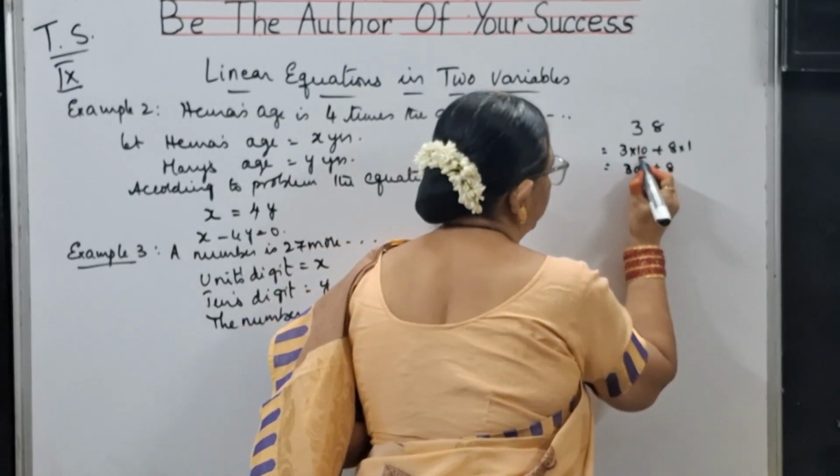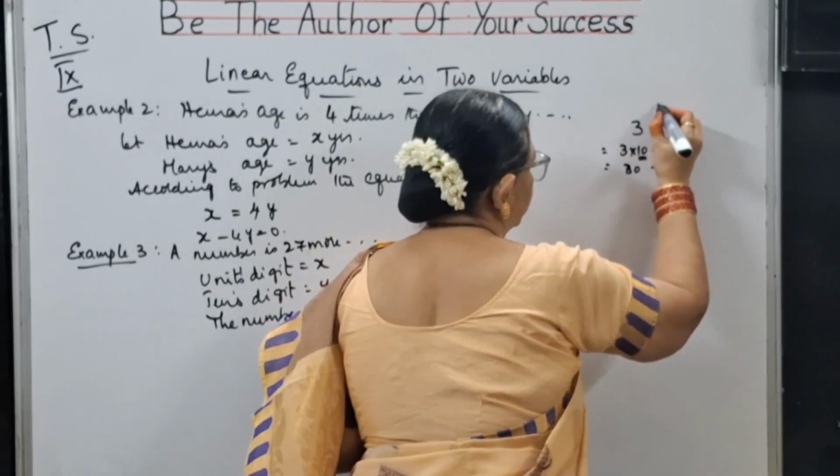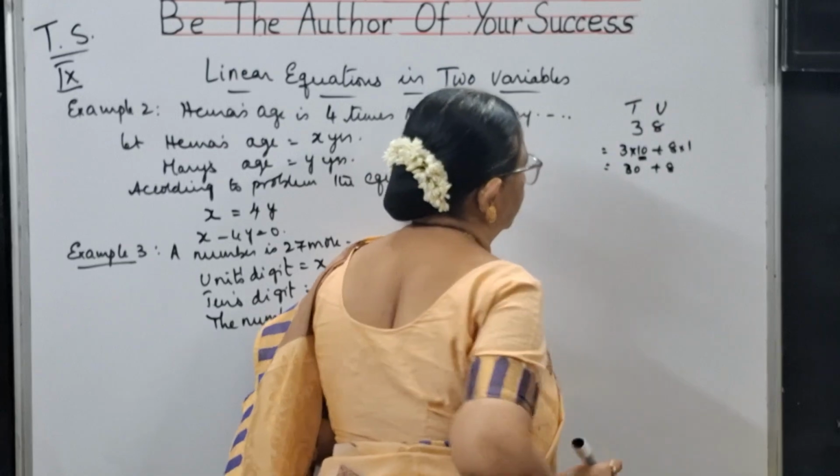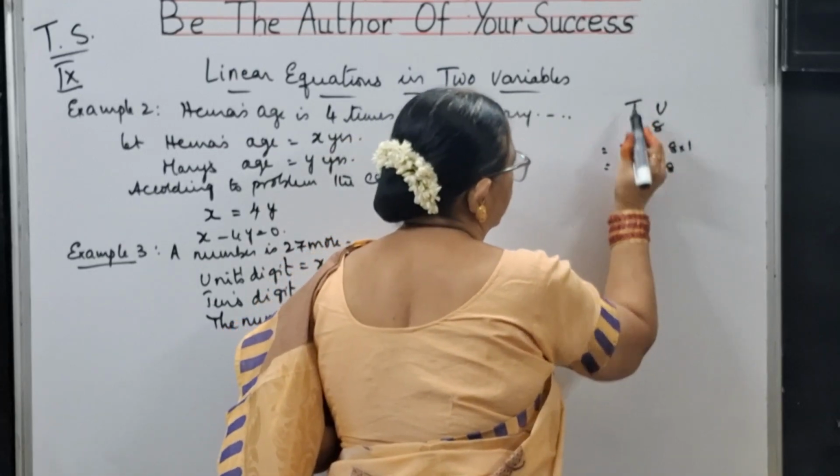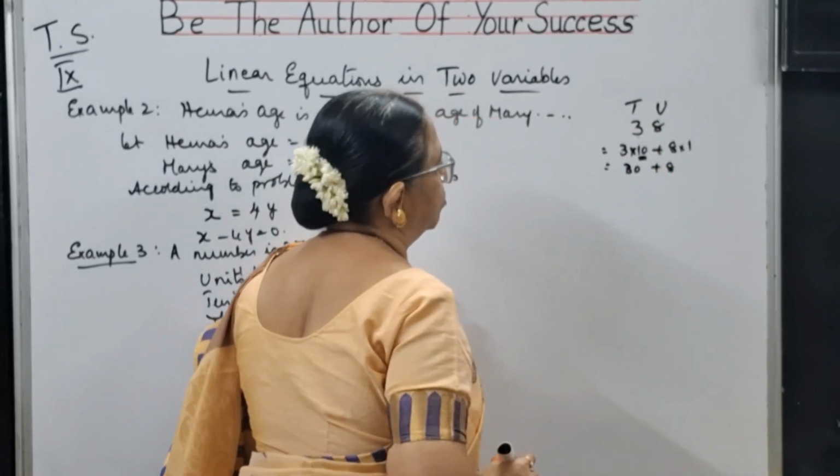So why are you multiplying it with 10? Because this is units place, this is tens place. Because 3 is in tens place, you are multiplying it by 10.